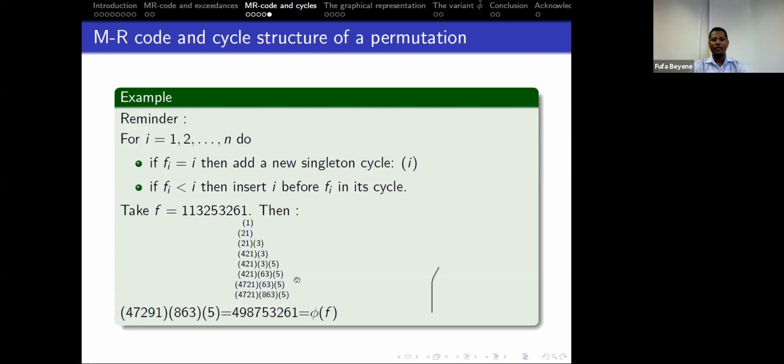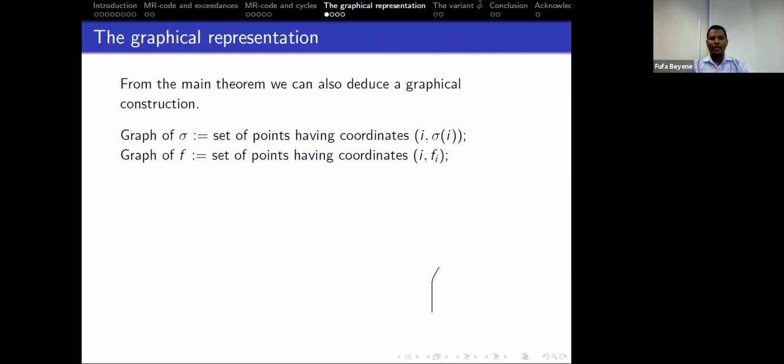And we proceed the same way to finally come up with the cycles containing 4, 7, 2, 9, 1, then 6, 8, 3, and 5 here. So when you convert this into word form, you have this permutation corresponding to this subexceedant function. The other one is the graphical representation.